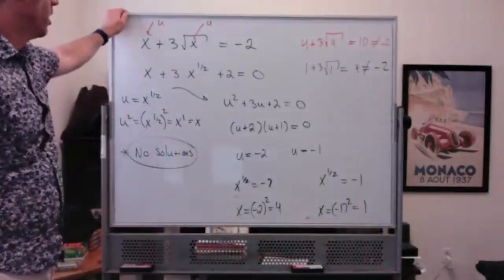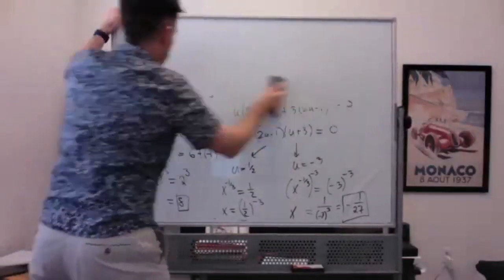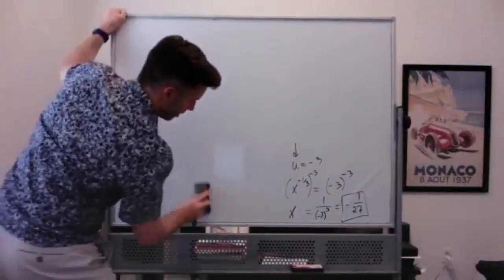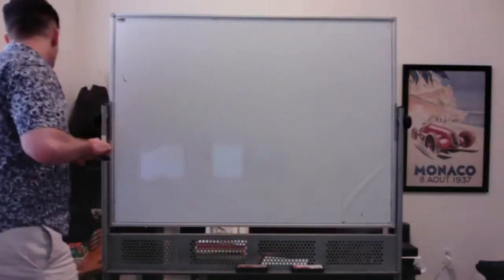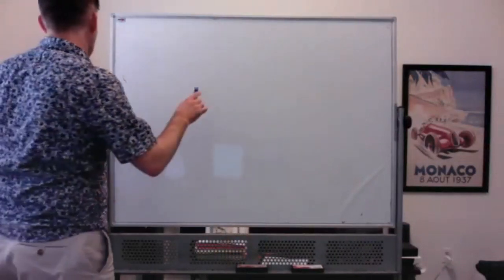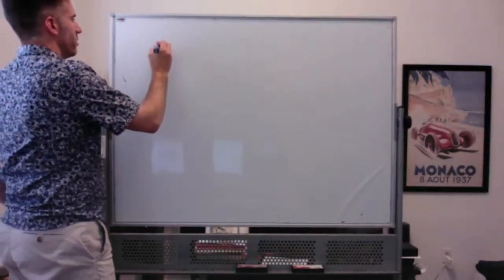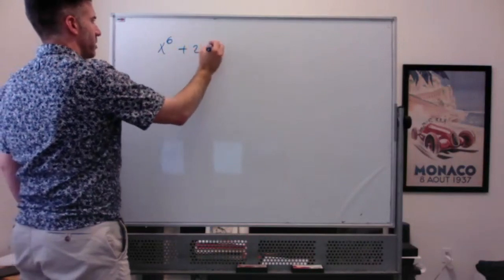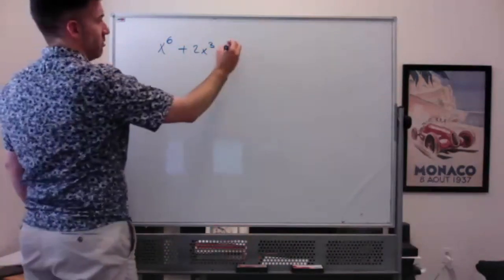Okay. Let's look at one more example. This one's going to be a little bit strange. Not that strange, actually. Sure. Let's look at something like, yeah, that's kind of the easiest. So let's do x to the 6th plus 2x cubed minus 4.